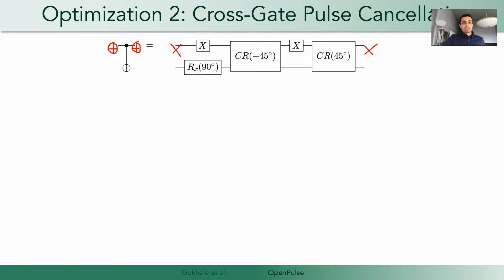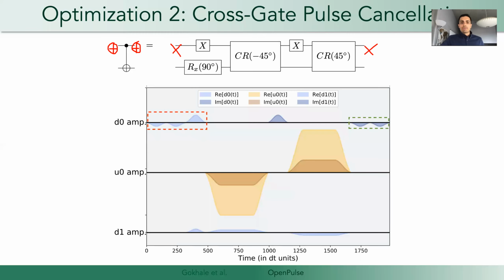And if we just pass it to IBM's compiler directly, then this is the pulse schedule that we end up with. And what you notice is that, for example, on the left-hand side, we have two X gates in a row. And that's this double pulse on the left and then the single pulse on the right. And they just cancel out.